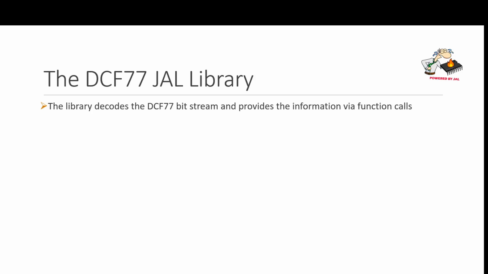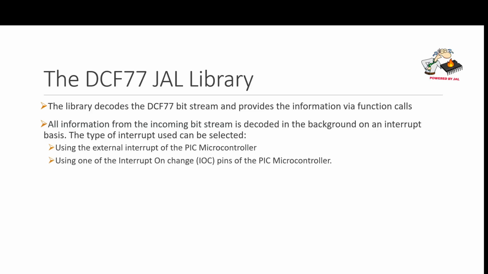So this JAL library, what does it do? It decodes the DCF77 bit stream, and it will provide the information which was presented in the previous slide via function calls. So all the information from the bit stream is decoded in the background using an interrupt. And you can select two types of interrupt from the PIC microcontroller. You can use an external interrupt, or you can use one of the interrupt on change pins.